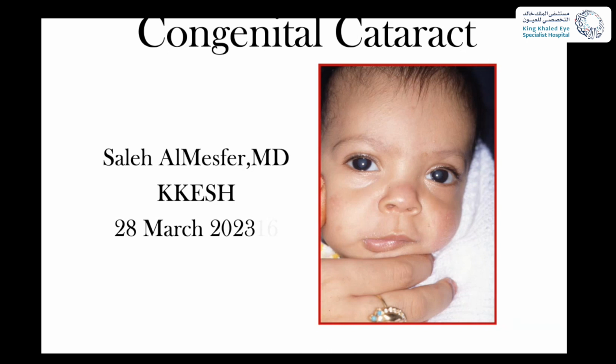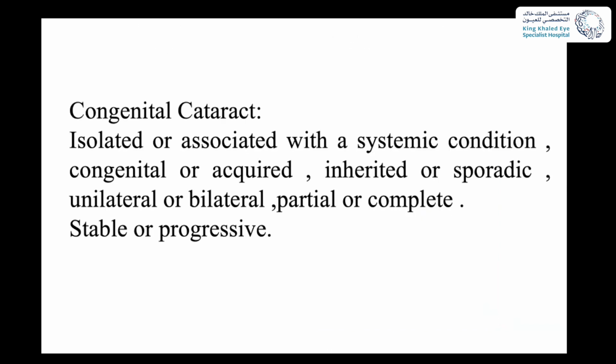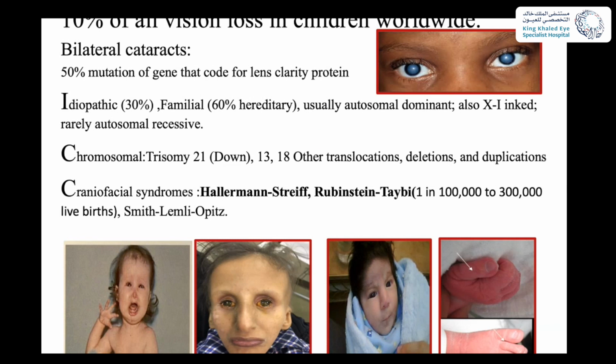We'll go through congenital cataract. This is the same child that we saw before with osmotic. Congenital cataract could be isolated or associated with systemic conditions. It could be congenital, acquired, inherited, sporadic, unilateral, bilateral, partial, complete, stable, or progressive. Ten percent of all vision loss in children worldwide is due to congenital cataract.